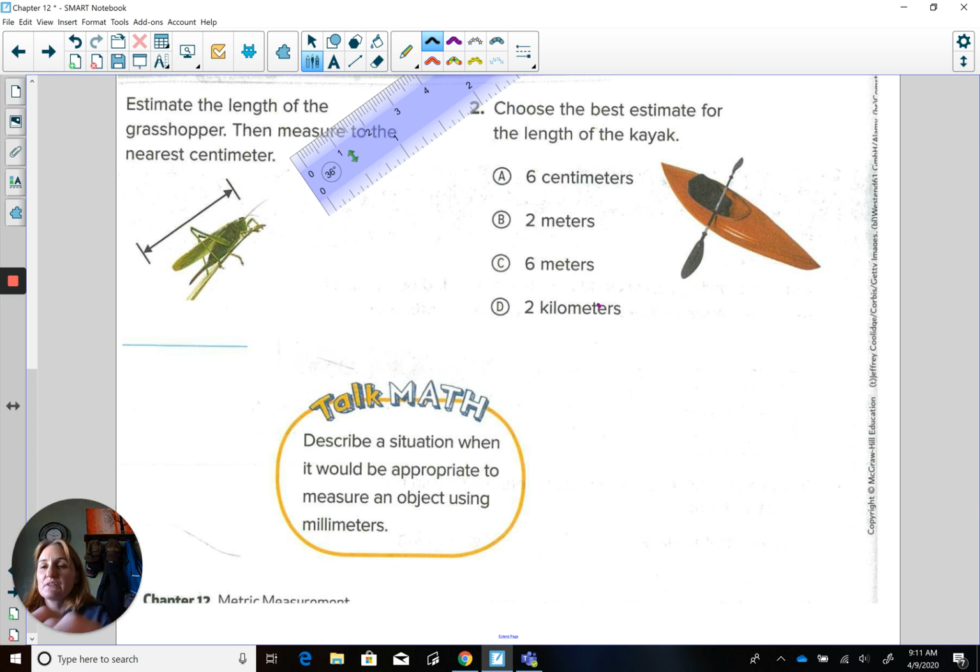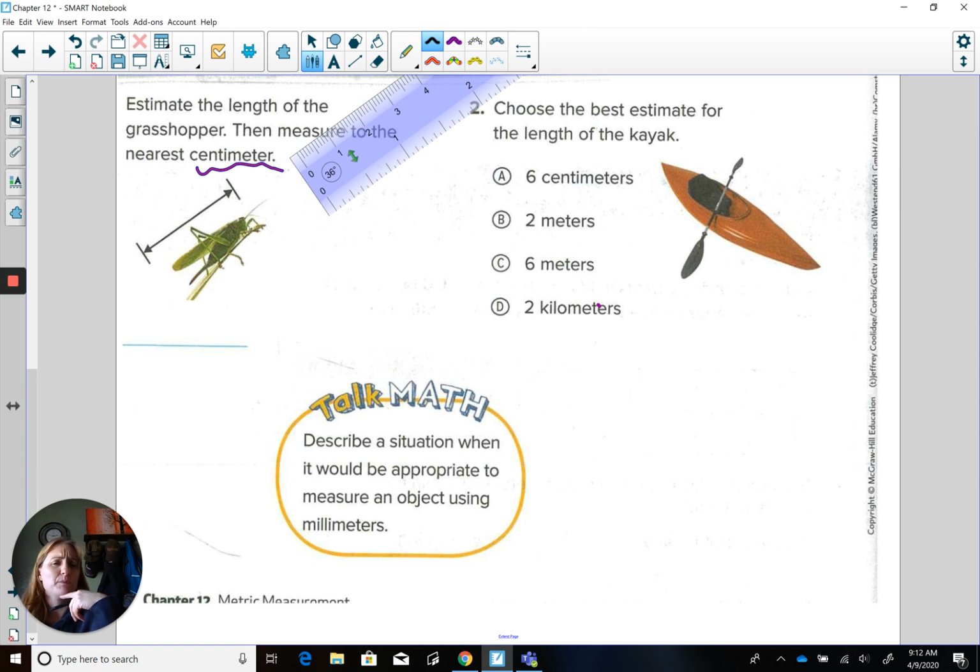For the number with the grasshopper, they measure to the nearest centimeter. I know 1 centimeter is about the size of a ladybug, and grasshoppers are bigger than ladybugs. So I would say it has a centimeter, don't you think?